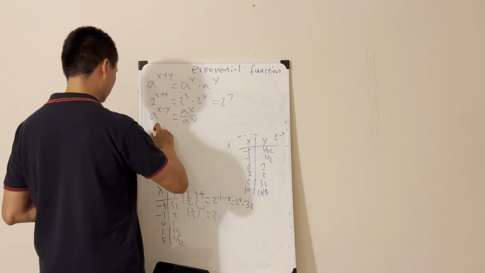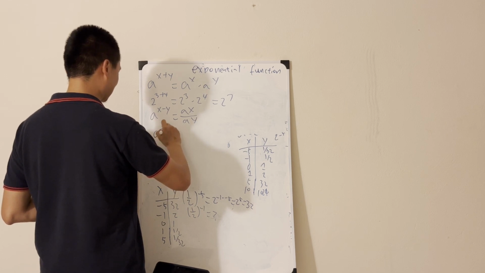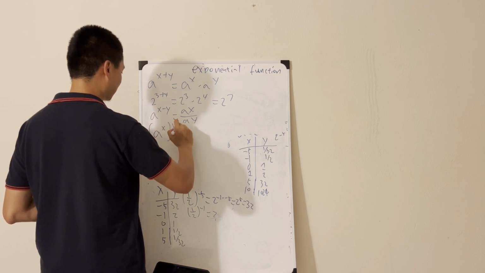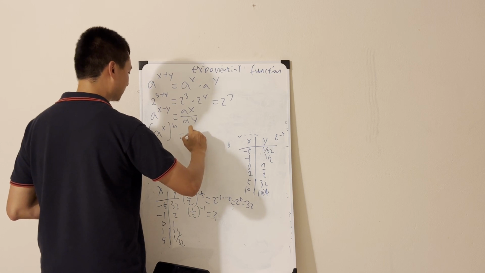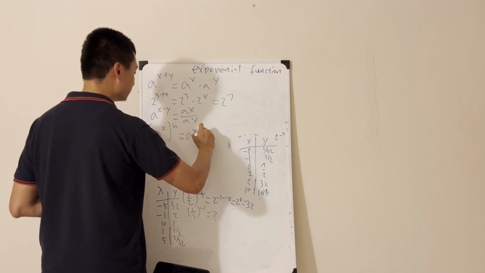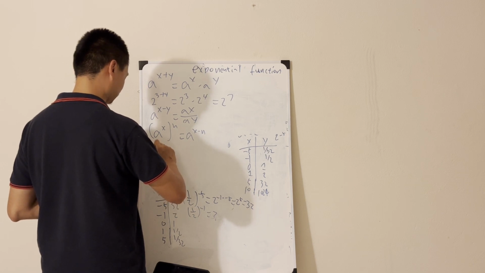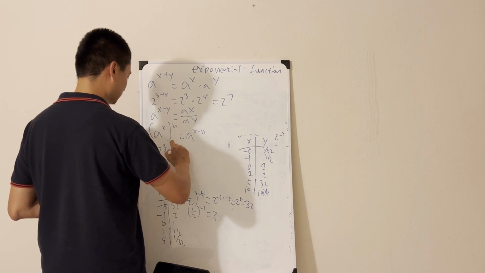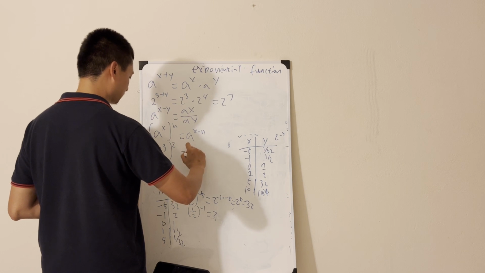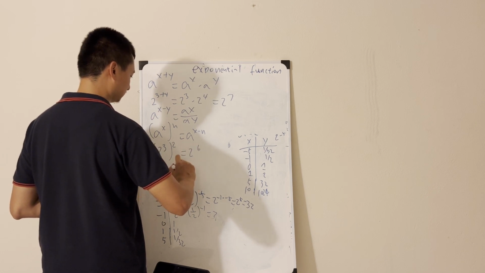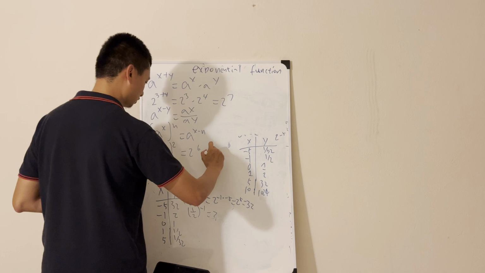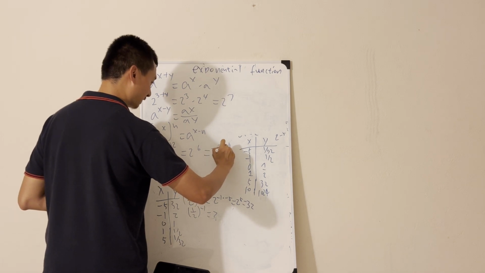Another property is when a to the x is taken to the nth power. That's the same thing as a to the x times n power. Example, 2 to the 3rd to the 2nd power, same thing as saying 2 to the 6th, which is 2 to the 3 times 2 power.